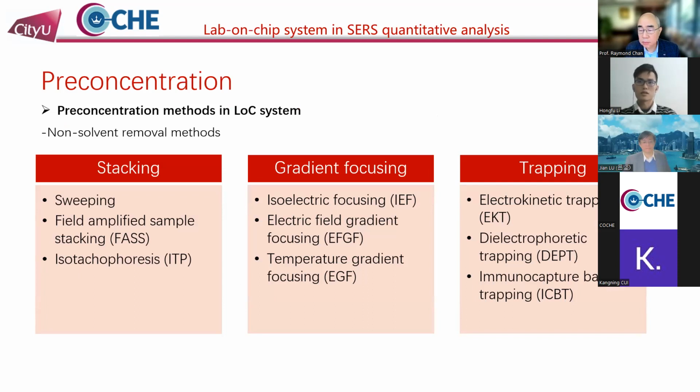And here are the basic methods for the pre-concentration in our microfluidic system, mainly the stacking methods, the gradient focusing methods, and the trapping methods. These non-solvent removal methods can generally be achieved to conduct a more selective concentration process, because the methods shown here mostly require that the target particles for the concentration process are charged or could have a bonding effect with the substrate, like the immunocapture-based trapping. Many studies have shown that there is great compatibility to integrate these methods into the microfluidic system. So in the next few slides, I would like to show some existing examples of the non-solvent removal methods coupled in microfluidic system.